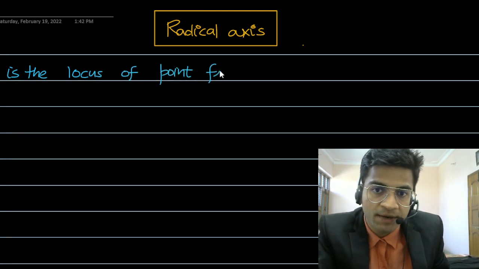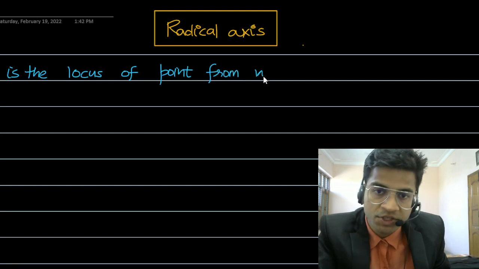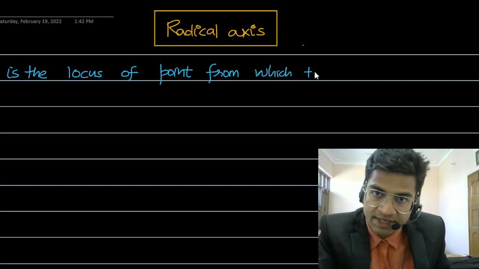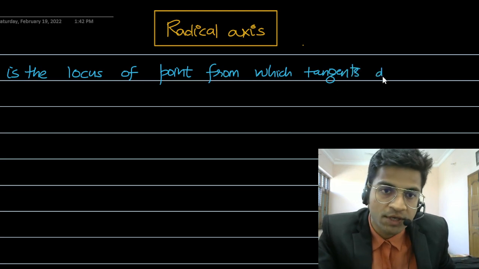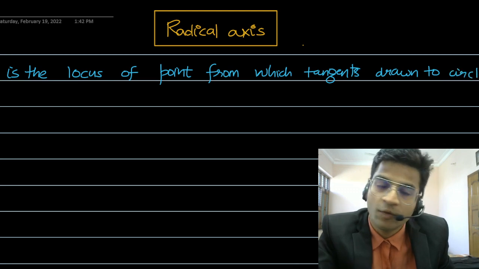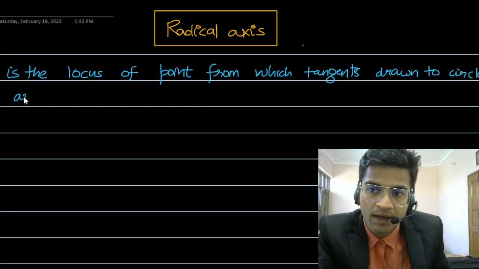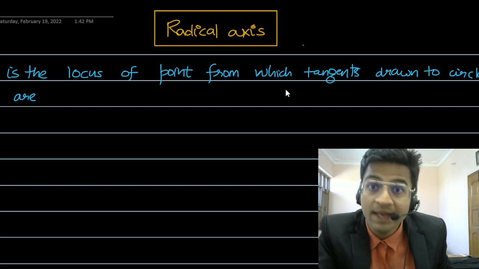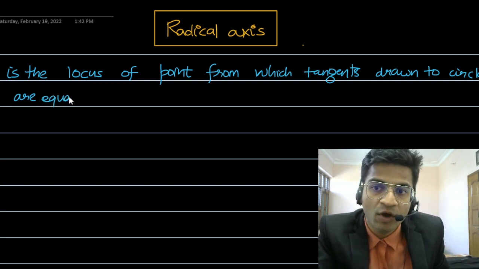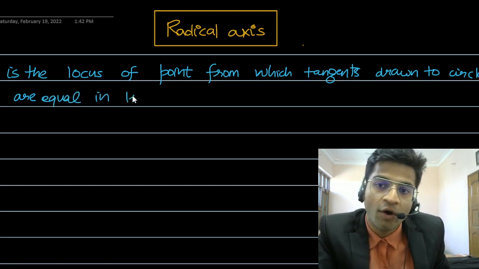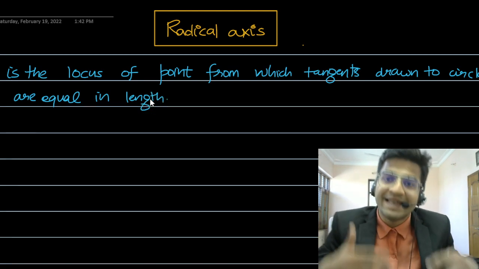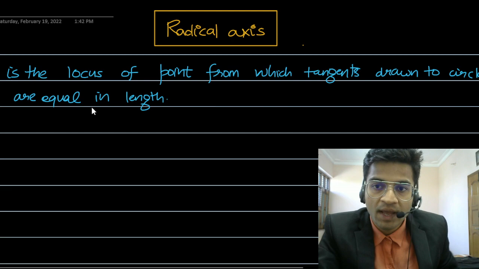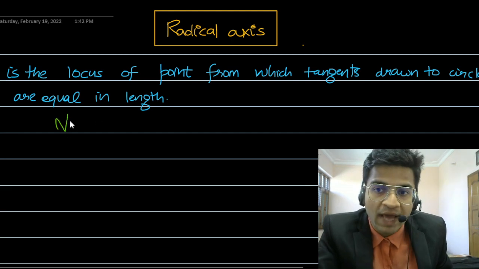from which tangents drawn to circles are equal in length. Now, what is the meaning of equal in length? Or what is the meaning of length of tangent? So, length of tangent is root S1.